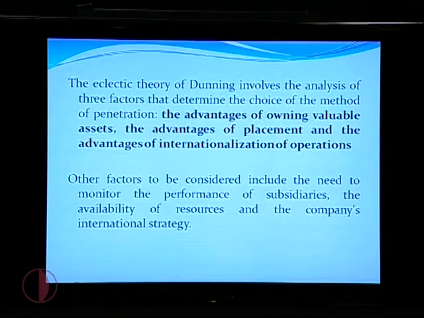The eclectic theory of Dunning involves the analysis of three factors that determine the choice of the method of penetration: the advantages of owning valuable assets, the advantages of placement, and the advantages of internationalization of operation. Other factors to be considered include the need to monitor the performance of subsidiaries, the availability of resources, and the company's international strategy.